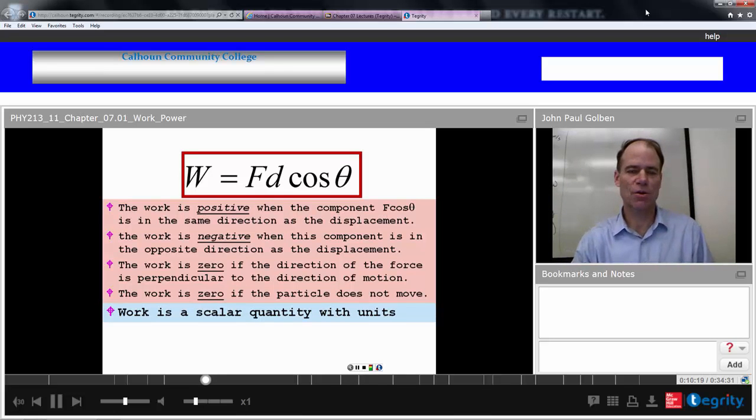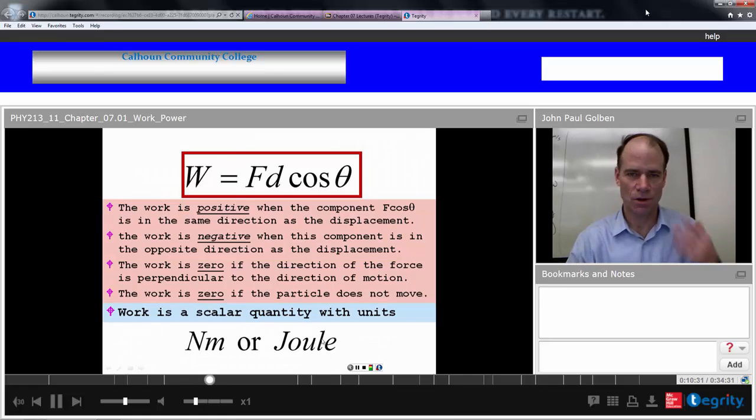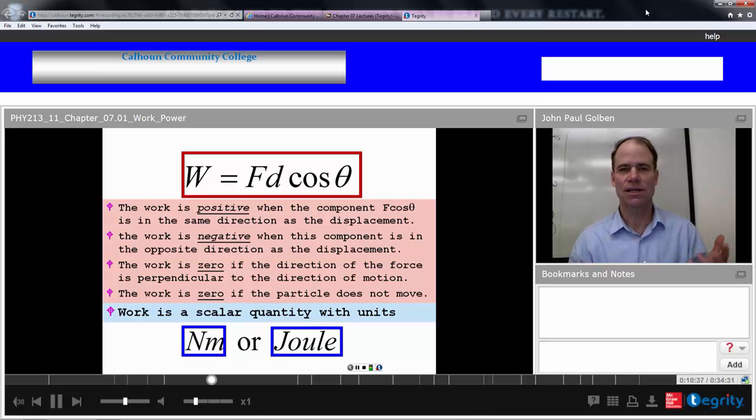Work is a scalar quantity, and it has units of force times distance, Newton meters. Or, this is used so commonly in our system that we have a name for a Newton meter, or our quantity of work, and that's called the joule. Joule is a quantity of energy, and so we'll be using joules for all the quantities of energy that we're going to look at in the next two chapters.